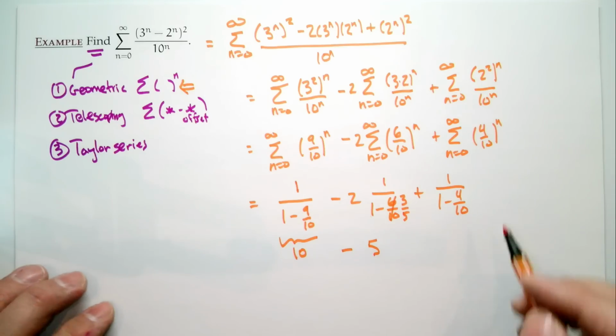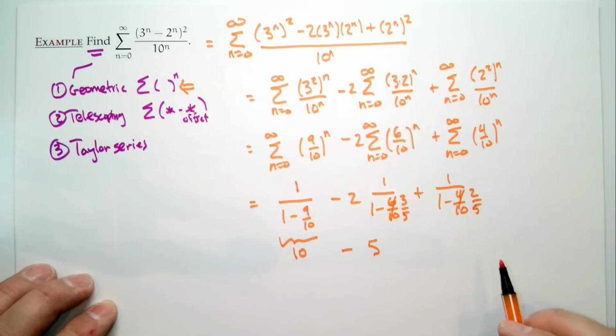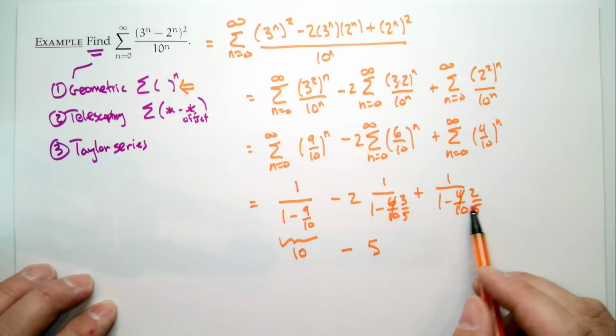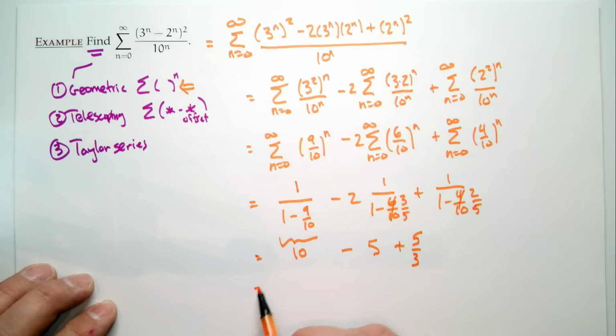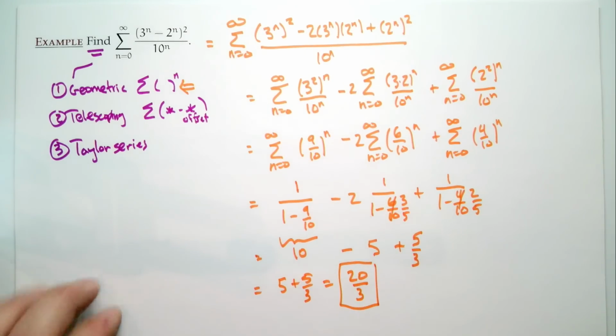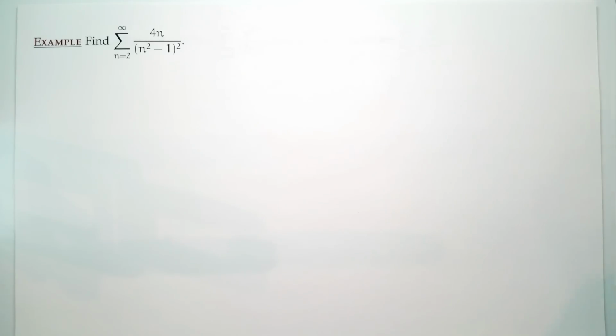And then the last sum, well, 4/10, again, could have been written as 2/5. 1 minus 2/5 is 3/5. Flip it, that's 5/3. So we end up with 5 plus 5/3. Well, that's 15/3 plus 5/3 is 20/3. And there's our answer. All right, so this was an example of a geometric sum. Good one for us to warm up on.